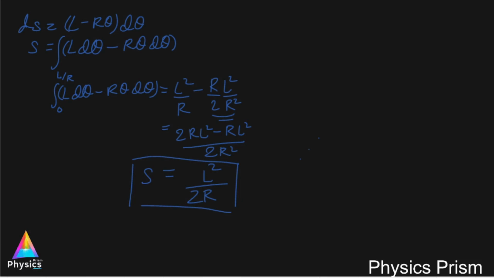Then are we done? Yes, we are. We know that our t was equal to s over v, and we know v, we know s, put it over there. So we get L squared over 2Rv. That's it. That's it, guys.